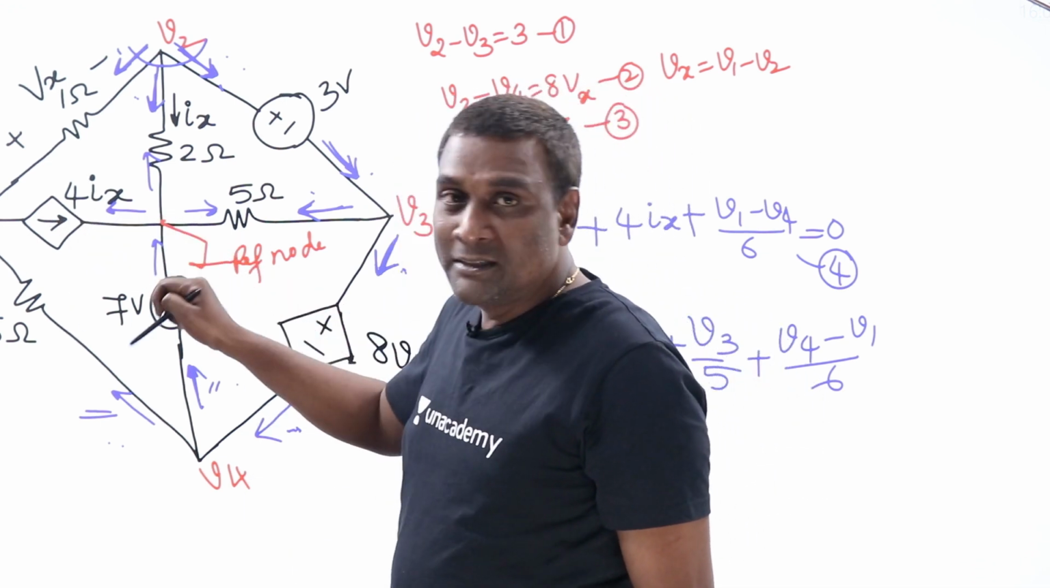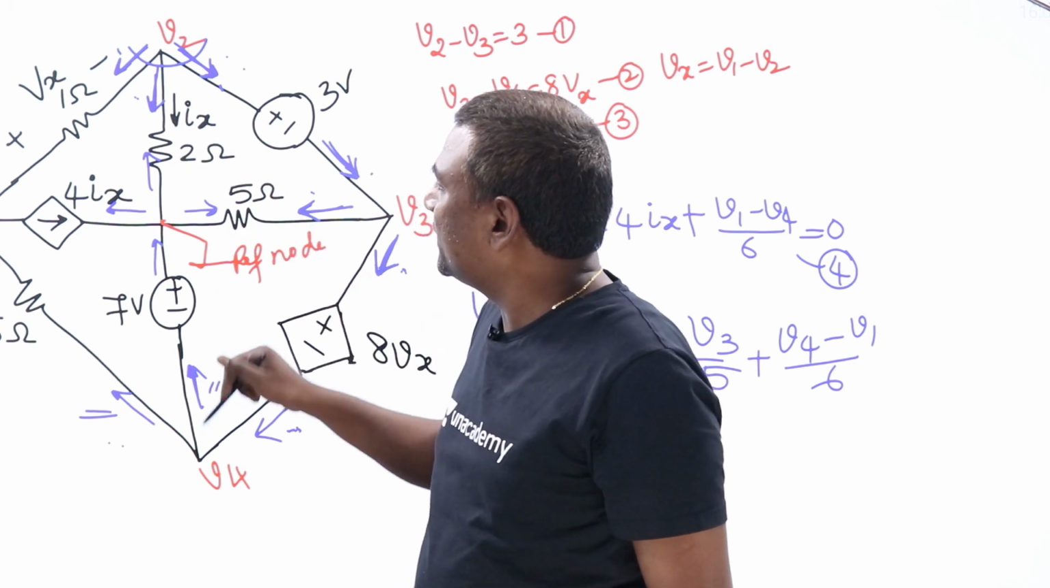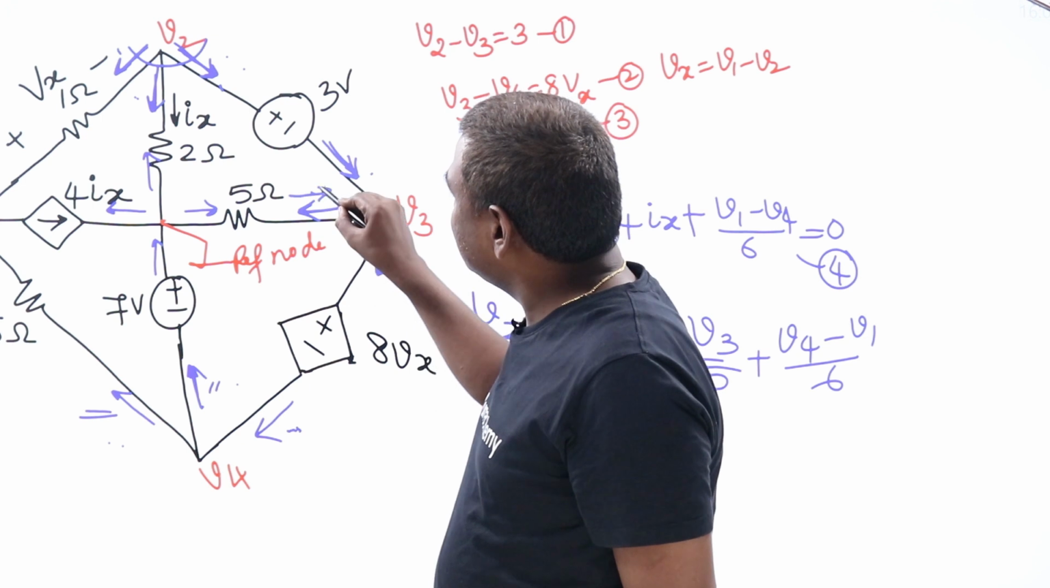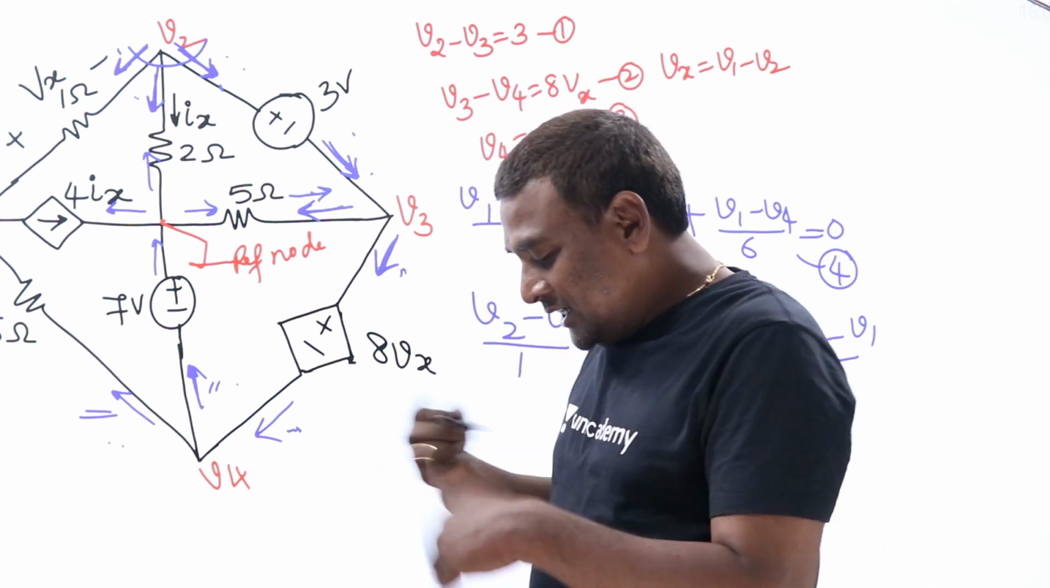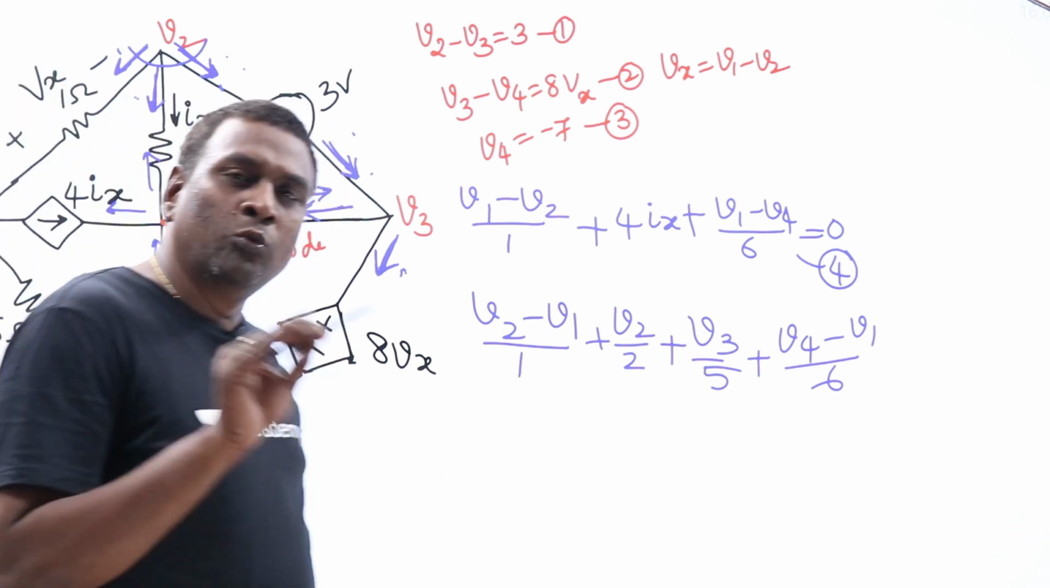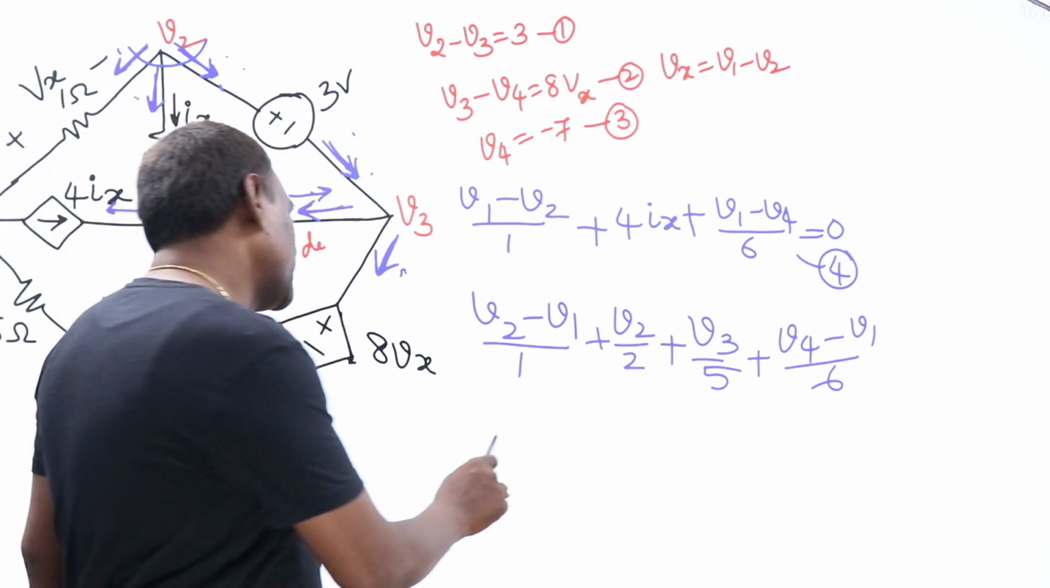See, this leaving current is minus 4ix. This leaving current is minus V2 by 2. But this leaving current, we don't know. This leaving current is nothing but this entering current. This entering current is nothing but these two. So it will go on, and on, and on. You cannot write the equation. So one thing I'll tell you, keep 2 stars.